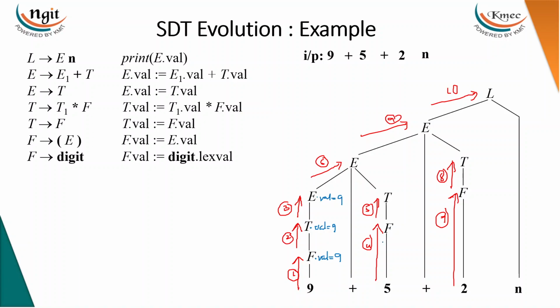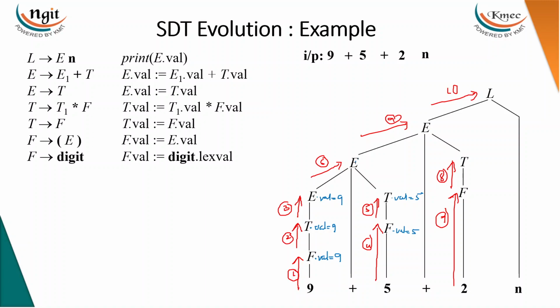Then what is the fourth one? We have to evaluate F tends to 5. Same, F dot value equivalent to digit dot lex value. Then you can say that F dot value equivalent to 5. So same way, T dot value equivalent to 5. Now you can evaluate this. What is the sixth one?